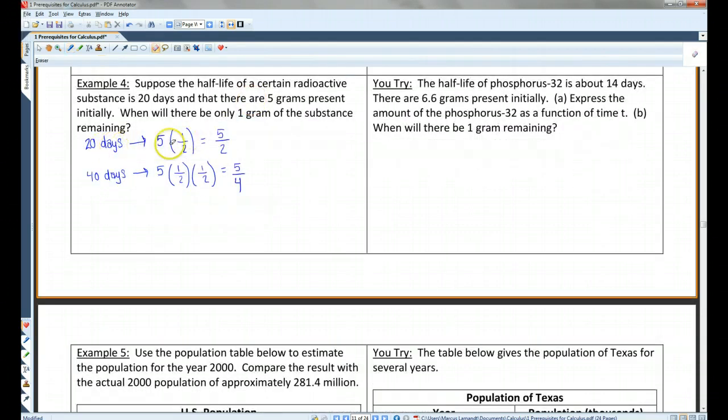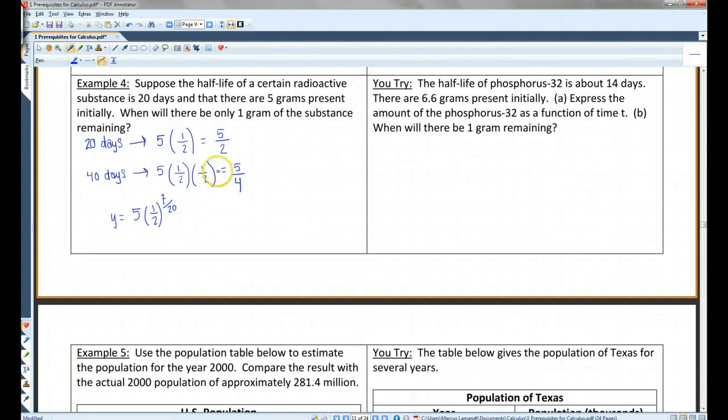So after 20 days, it's going to be cut in half once. After 40 days, it's going to be cut in half twice. After 60 days, 3 times, etc. So the model I'm going to be using is this right here. 5 times 1/2 to the T, where T is the number of days divided by 20. So after 20 days, 20 divided by 20 is 1, so it's being cut in half once. After 80 days, 80 divided by 20 is 4, so it's being cut in half 4 times. That's why I'm dividing by 20 here.